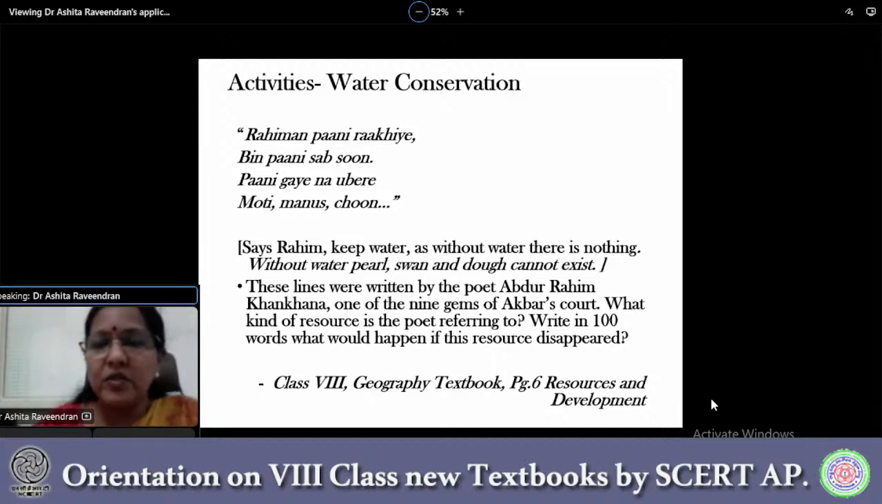Then, when we were speaking about the concerns that the social sciences have to take care of, even poems have been used. A child who is interested in poems will be curious to know about it and read about it. Here, the poet Abdul Rahim's poem has been recited, which speaks about water conservation. Rahim says to keep water, and without water there is nothing. So there cannot be pearl, swan, or dove. This has been stated in the poem, and now the child is asked what kind of resource the poet is referring to.